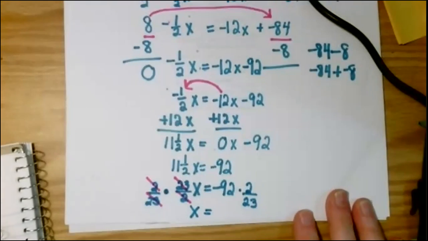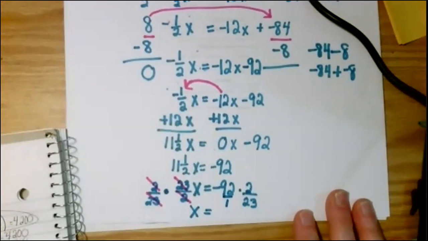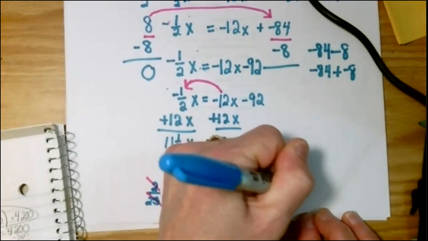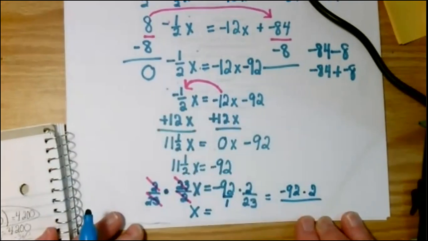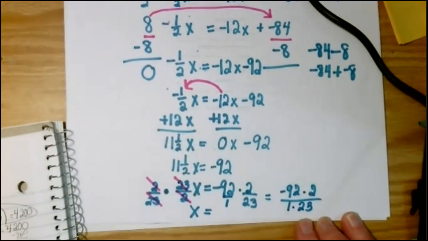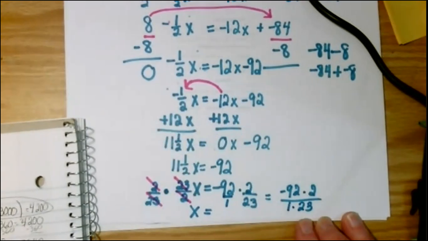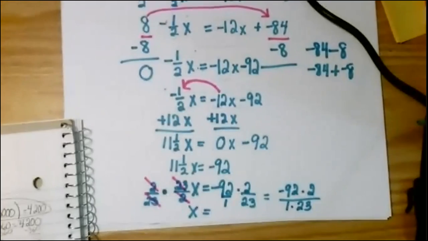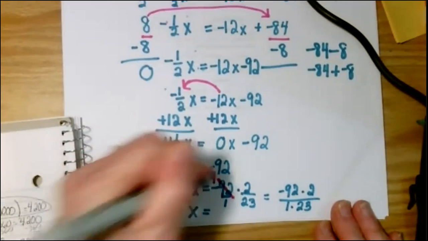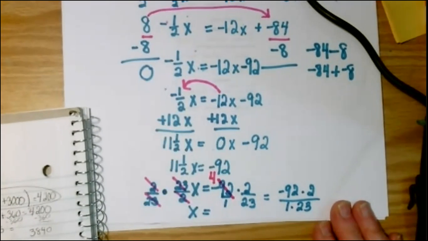now I have a negative 92. I'm going to put it over 1 so I can see what I'm doing. So that's really negative 92 times 2 on the top and 1 times 23 on the bottom, correct? However, if I notice that 23 goes into 92 4 times, I can cancel and not have such big numbers. So I'm going to cross off my 92 and put a 4 here, because 4 times 23 is 92.